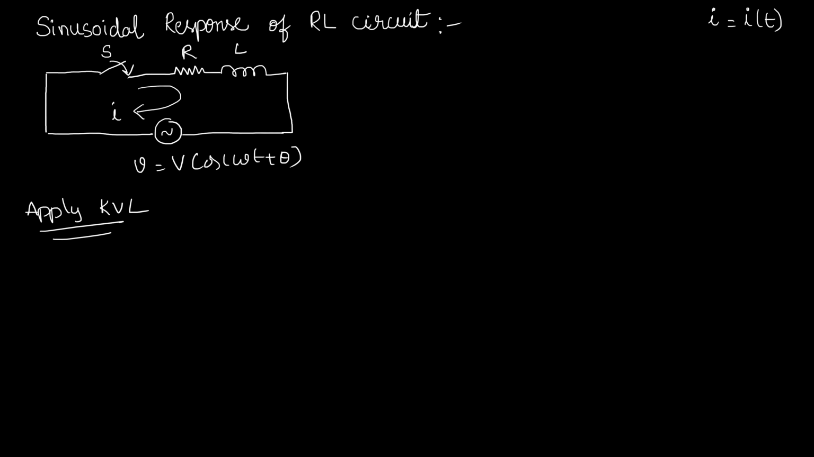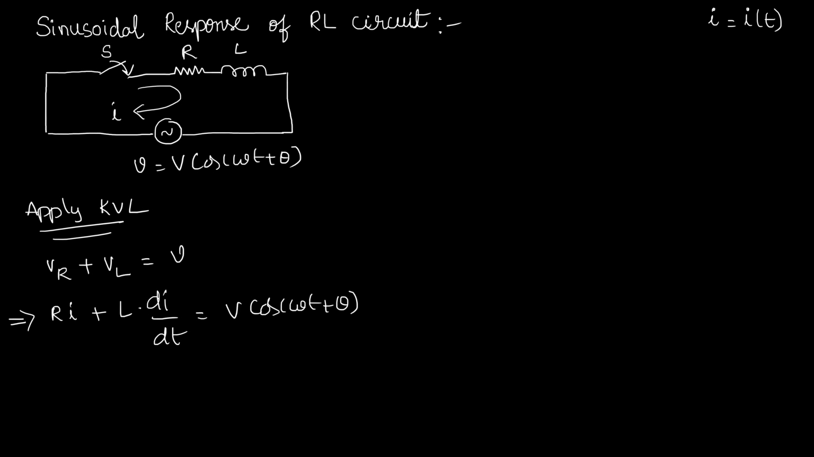Now first I am writing the drops. First of all, voltage drop across the resistor plus voltage drop across the inductor is equal to supply voltage V. Okay, now what is VR? That is R into i. Voltage across the inductor, L into di/dt, is equal to V cos(ωt + θ). Clear?